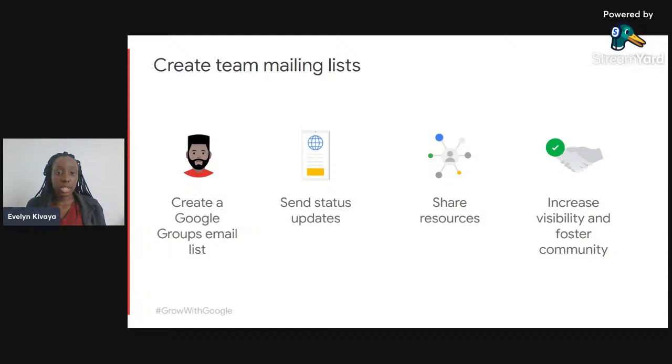Another one is that you can send status updates to the group. You can also CC the group into emails. For example, you're sending an email, you CC it into the group email. You can also share resources under it. You can increase visibility, and you can foster community to help in creating the team mailing system.